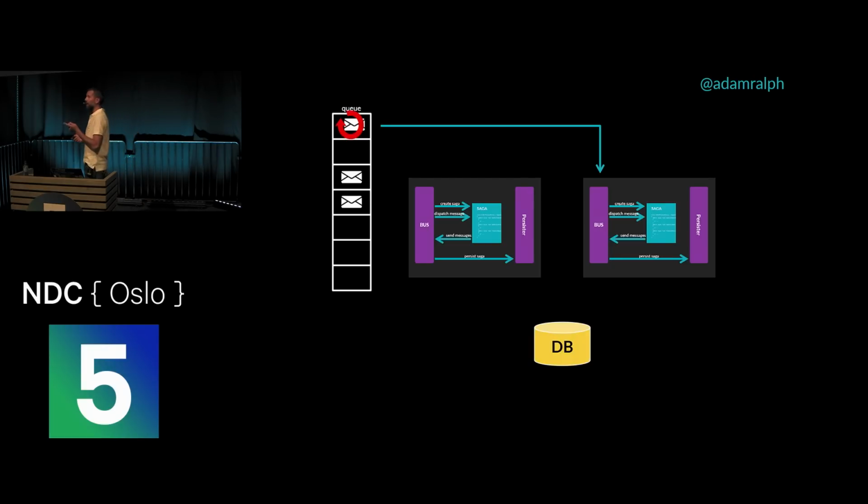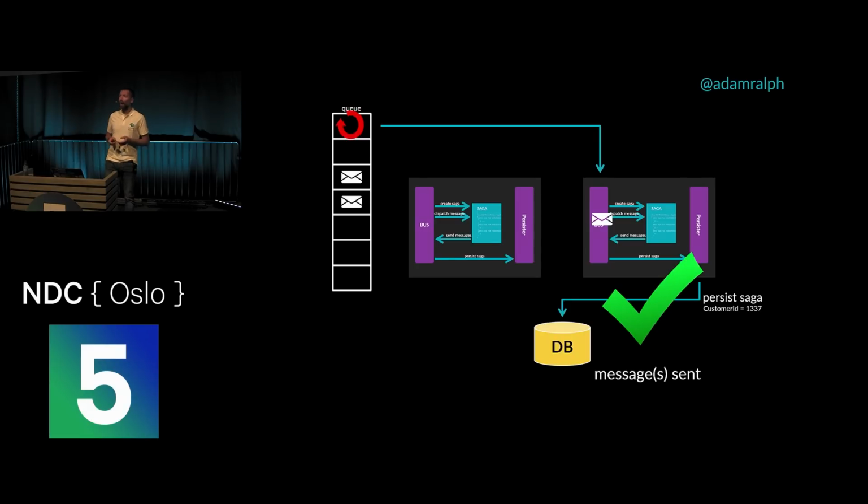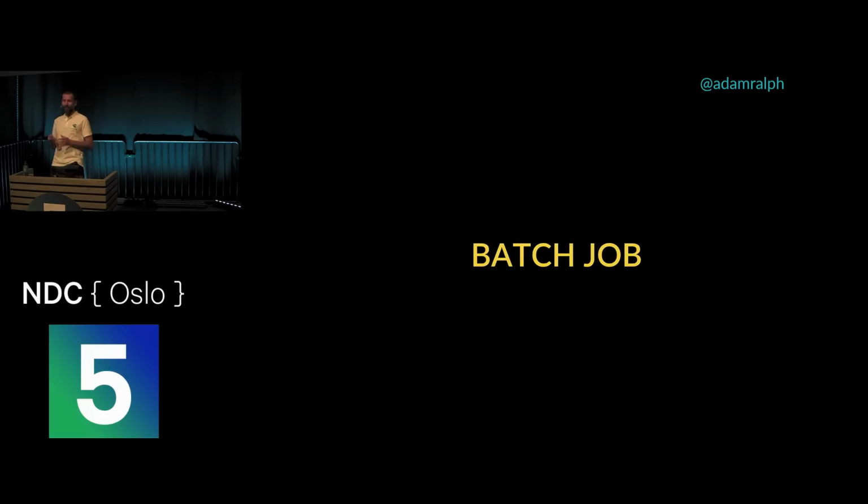So it will give a discount of 10%. And importantly, it will be able to save its Saga state. The messages will go out, and we have achieved our objective. Okay, so we're getting on the way to killing the batch job.